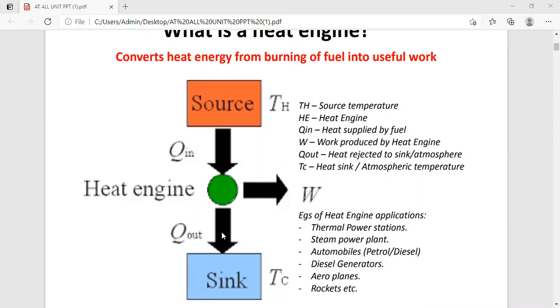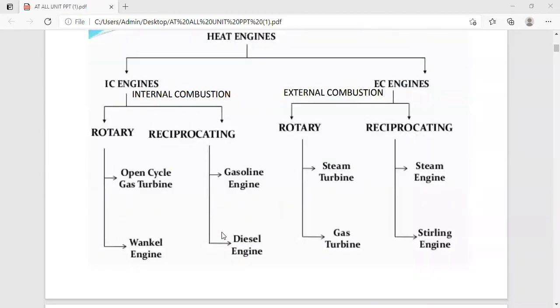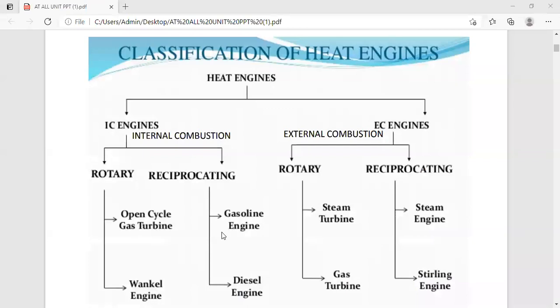In the next part, we are classifying the heat engine as an internal combustion engine and an external combustion engine. First, we are going to see the external combustion engine. What is an external combustion engine? In this engine, the products of combustion of air and fuel transfer heat to a second fluid, which is the working fluid of the cycle.